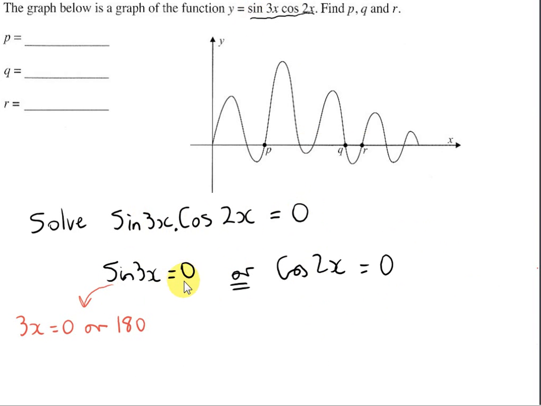Now of course there are several solutions to this equation. If you go to your calculator and get the inverse sine of 0, you'll get 0. So you'll have 3x equals 0. However, you can get another solution by using the cast rule.